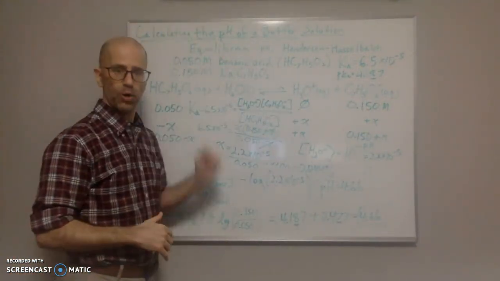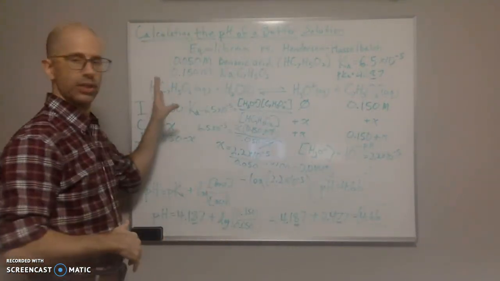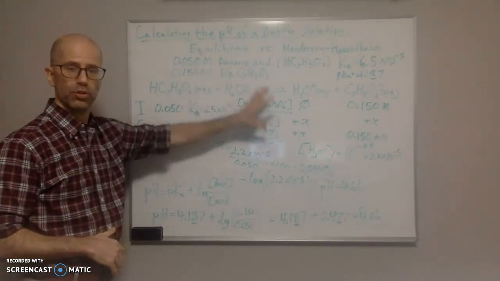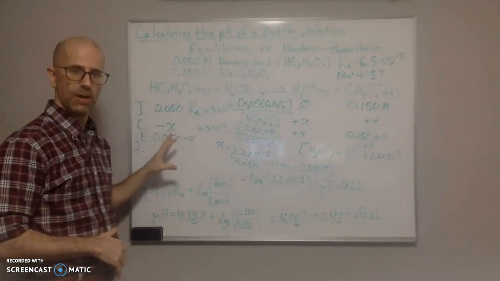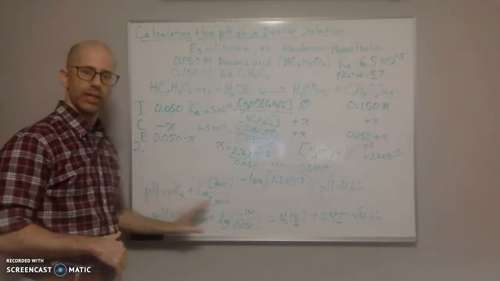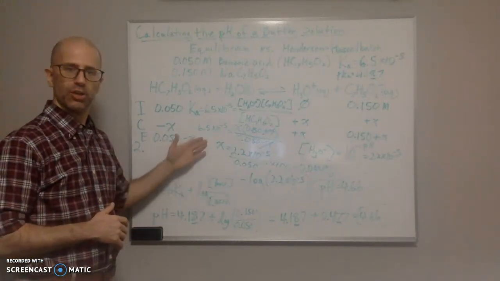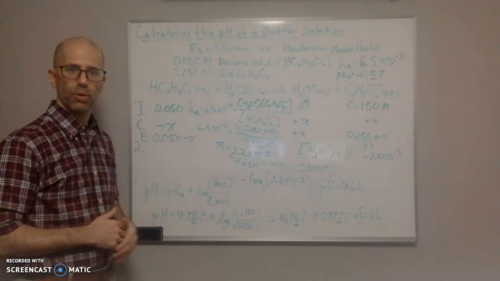So I hope this was helpful. Again, you could do either the way of using the equilibrium in your ICE chart, or you can plug everything into the Henderson-Hasselbalch equation, and you can check the 5% rule for both.